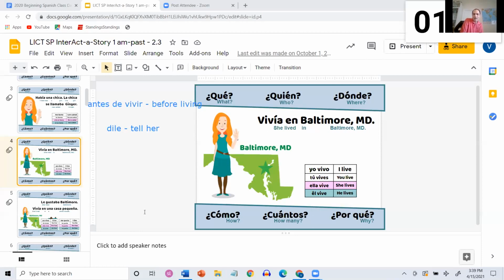I'm trying to find my cursor. What is going on? Un momento. Okay, I'm going to get that up as soon as I can find it again. Okay.